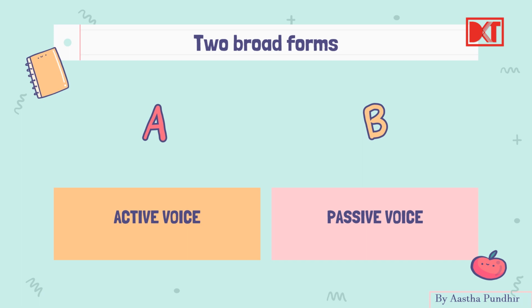Okay, so as I told you, we are going to be studying two broad forms. One is going to be the active voice and other is going to be the passive voice. इसमें से एक हमें बताएगी कि the subject is performing the action, the other one will tell us that the subject is receiving the action. Okay, let's see.